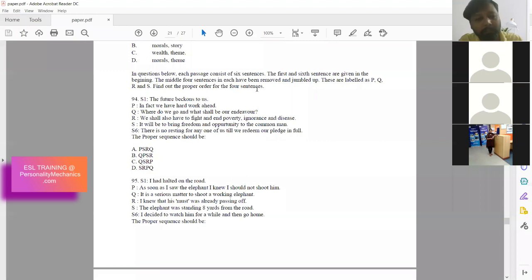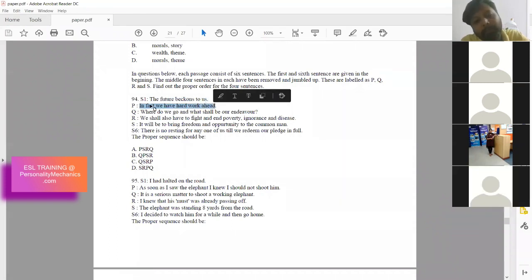This is para jumble. So the first sentence is given to you, that is, the future beckons to us. Now one thing I have already told you about the rules that you need to follow whenever you are trying to solve a parajumble exercise. It is not supposed to be dependent on the language that you're reading. It is supposed to be dependent on the indicators. So when you're reading this first sentence, in fact, we have hard work ahead. This in fact tells me that probably we are talking about something that is not in continuation of this, hence P is not going to be the one.